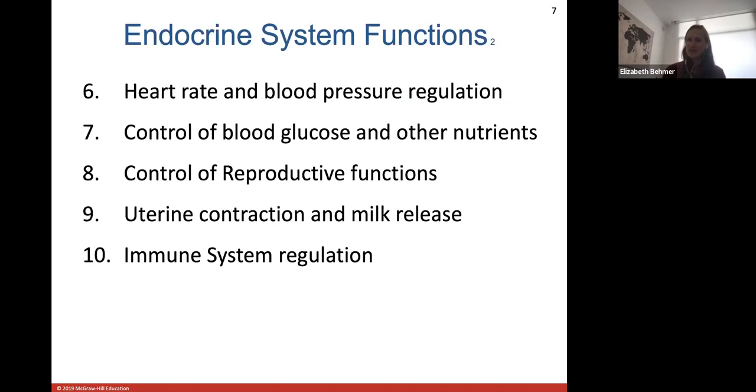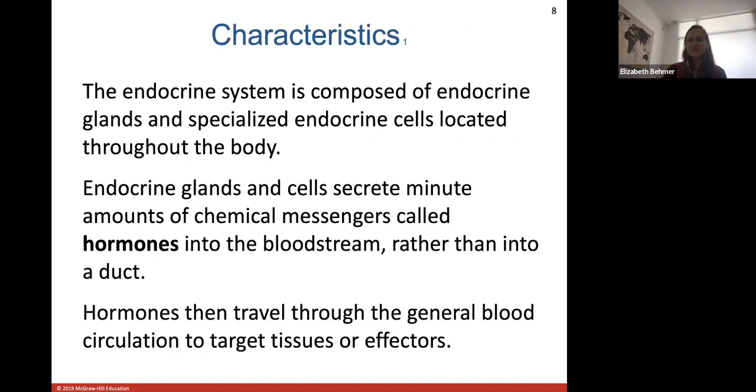Uterine contractions, giving birth, is an endocrine system function. Milk release, if any of you have nursed babies, you know what that feels like, as well as immune system regulation. So your endocrine system is very diverse. You can see how it has its hand in almost every part of the body's functions.